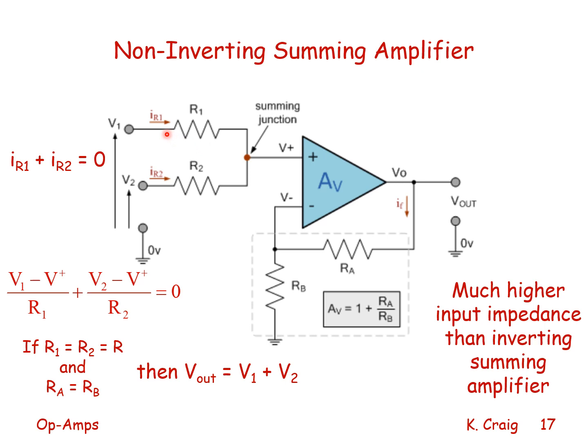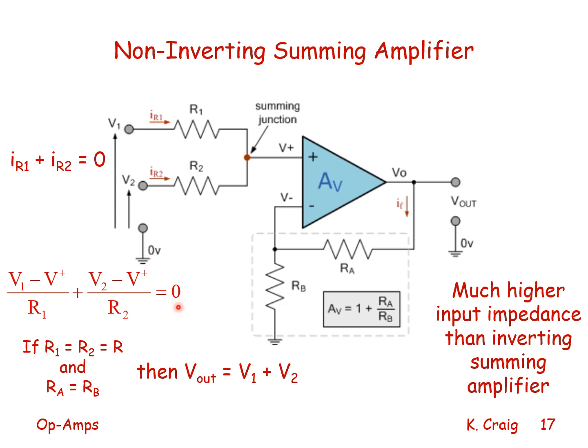So IR1 is V1 minus V plus over R1. IR2 is V2 minus V plus over R2. And these two expressions added together must equal 0.